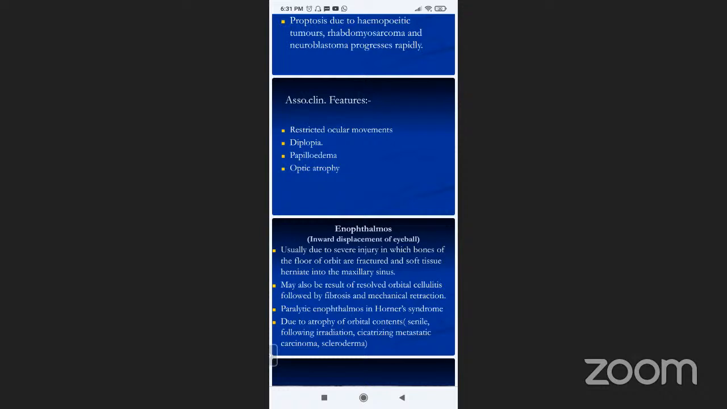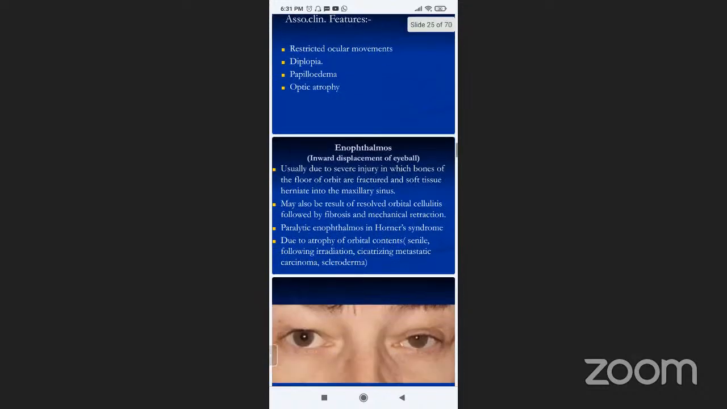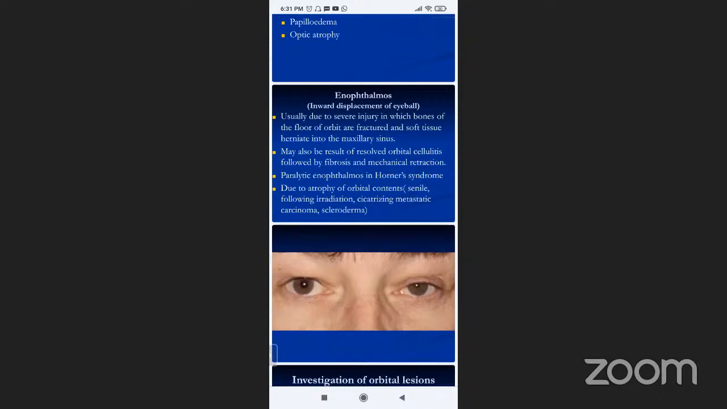Then another cause of enophthalmos is atrophy of the orbital contents, like senile atrophy due to old age. In old age, sometimes the orbital tissues undergo loss of fat and atrophy of the orbital contents, leading to enophthalmos. Or it may follow irradiation in the orbital area, or cicatrizing type of metastatic carcinoma. Then scleroderma. All these are causes for enophthalmos, that is inward displacement of the eyeball. Here you can see in the left eye, there is a slight inward displacement.